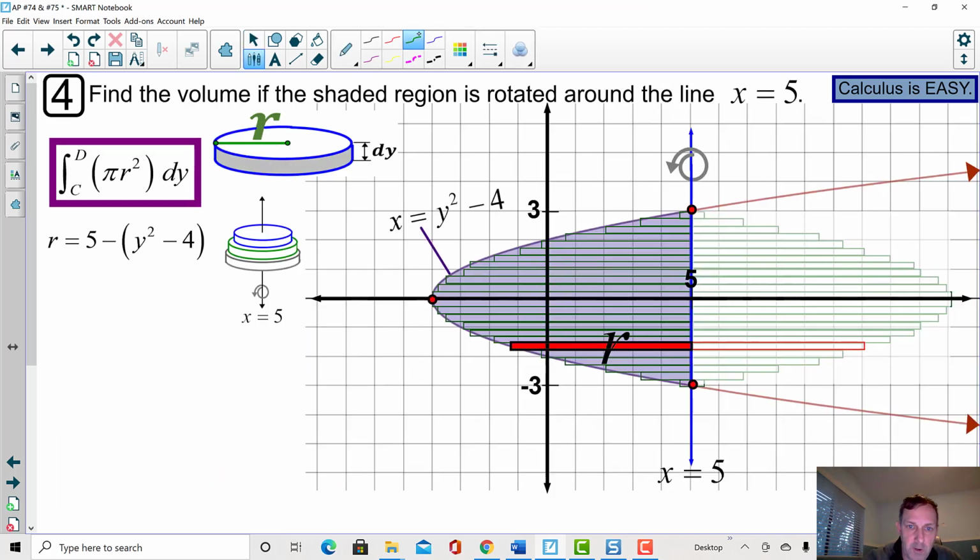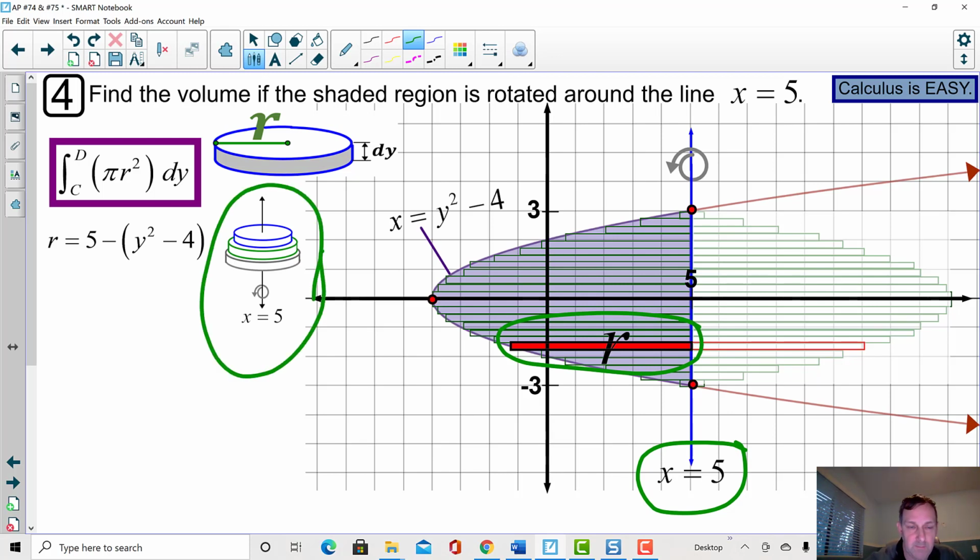Okay, for number 4, the shaded region is going to be this region right here. And it basically stops right there at x equals 5. We are going to rotate it around this axis. So it's almost like the y-axis, right? But it's x equals 5 instead of x equals 0. So this is going to be an example that's kind of like a right minus left. You'll notice that when we take this rectangle here and rotate it around that axis, you're going to get a bunch of disks that look like this.